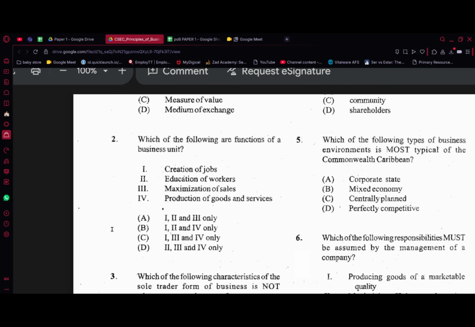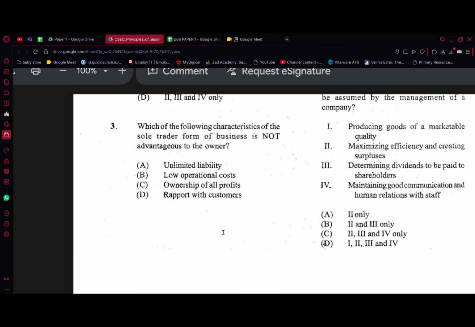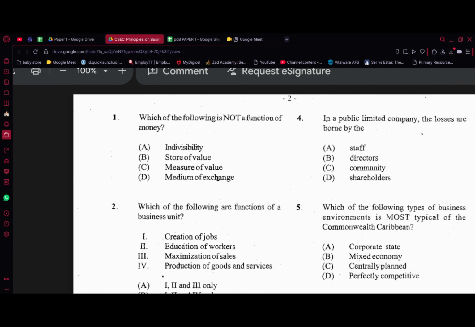which of the following are functions of a business unit? The answer is B. 1, 2, and 4. Creation of jobs, education of workers, production of goods and services. Number 3. Which of the following characteristics of the sole trader form of business is not advantageous to the owner? The answer is A. Unlimited liability.